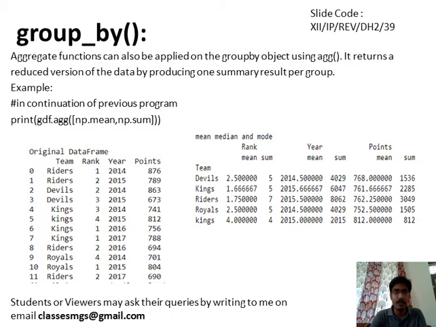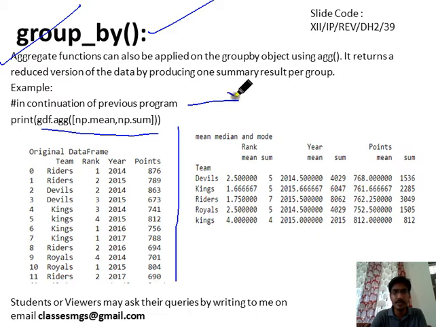Okay, so now we will discuss applying the aggregate functions on the group by result. We know that after the group by, we will get some groups, and these groups will have multiple rows, and we can apply aggregate functions like sum, count, max, mean, mode, everything on this group by result. In this example, we are applying the aggregate functions np.mean and np.sum on the group by result.